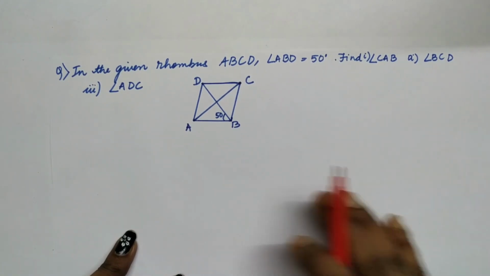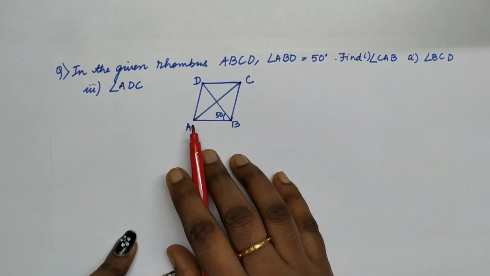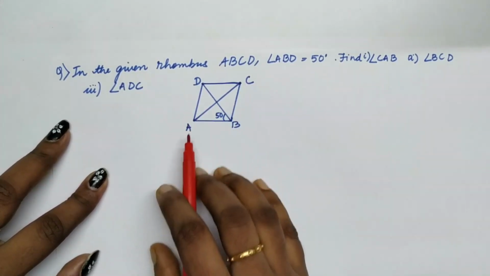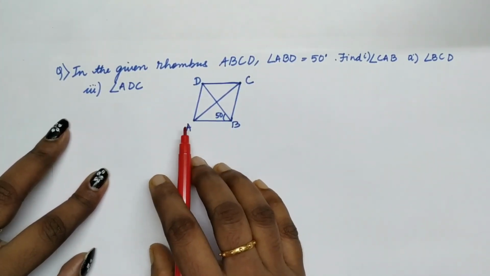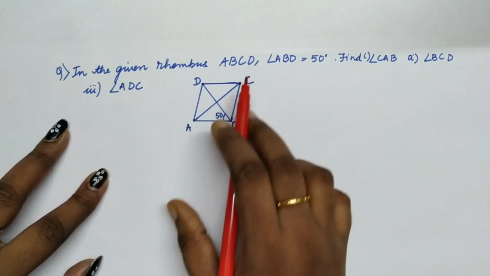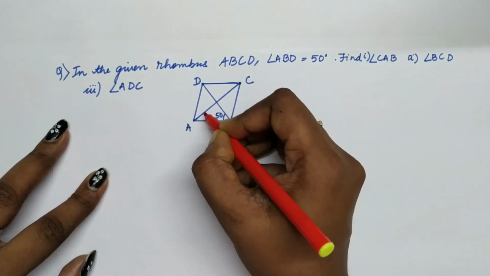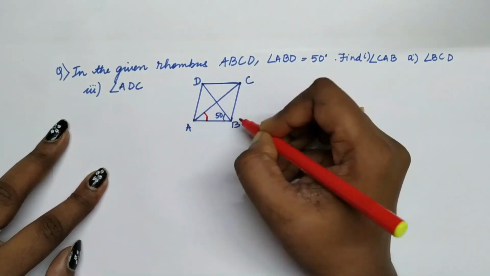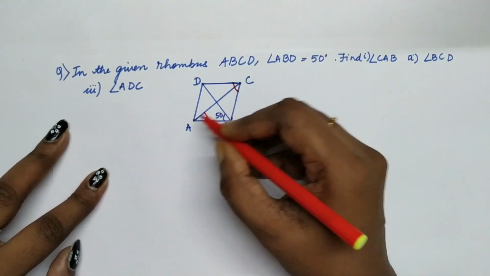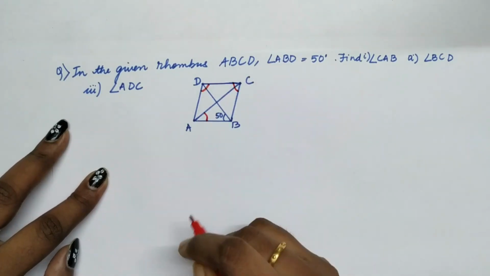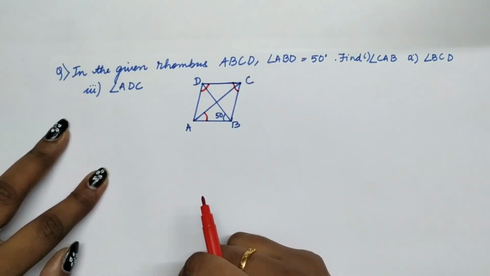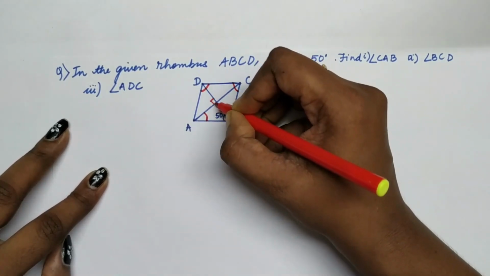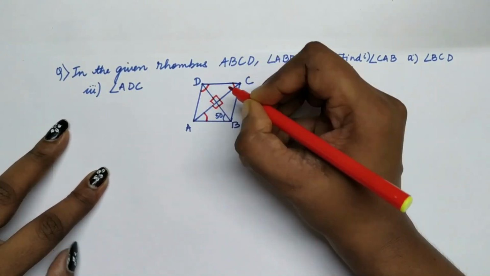In our next question, we have to find the value of the rhombus ABCD, where angle ABD is 50. We have to find angle CAB, that is this one. Then angle BCD and angle ADC. So in a rhombus, you know that the diagonals bisect at 90 degree. So you know that all these angles are 90 degree.